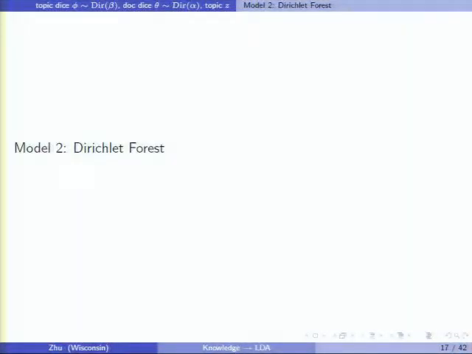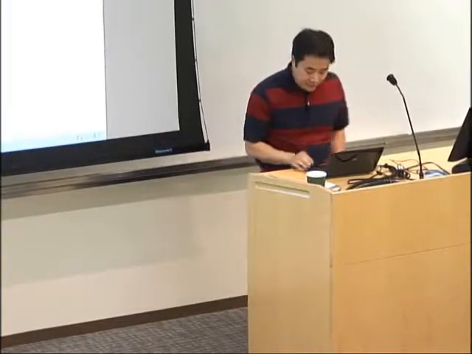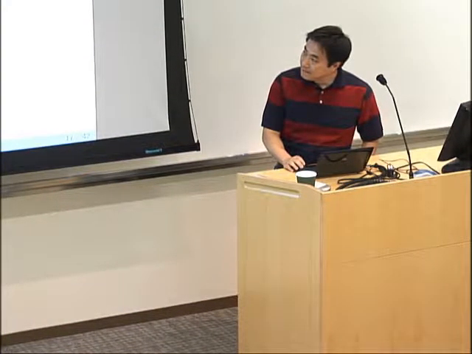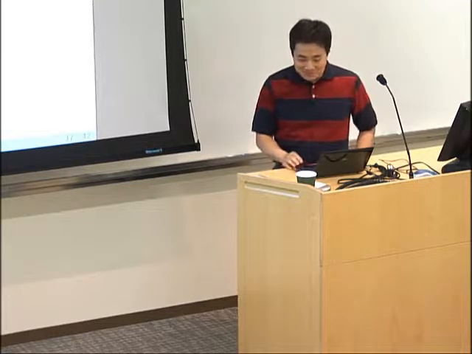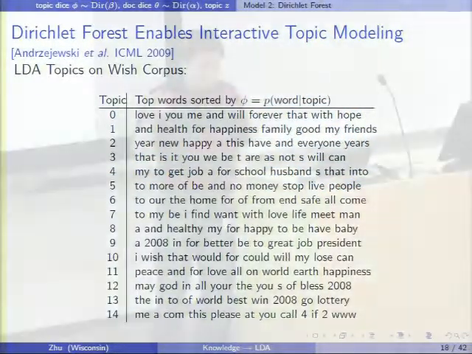Now let's move on to the second model. Okay, it's called Dirichlet Forest. I'm going to actually present the result first because I think it's kind of interesting. This is how people can use a model like this to do interactive topic modeling. Okay, so recall that we have this New Year's wish corpus.